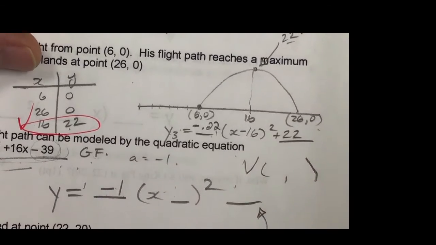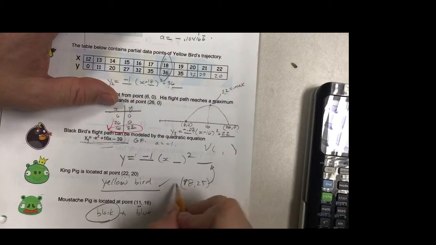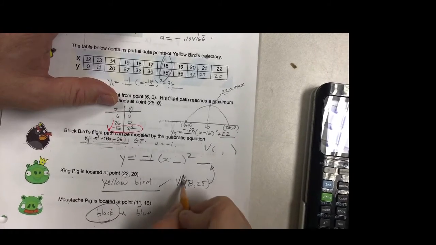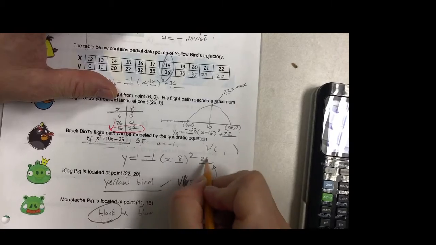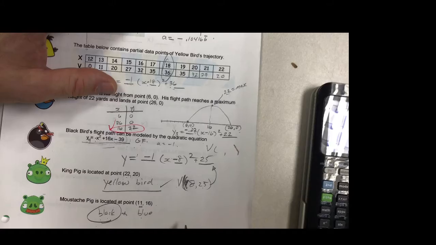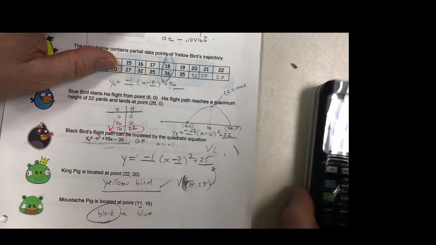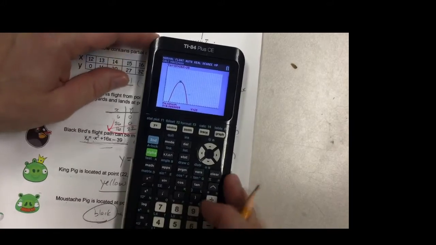And now, oops, let me zoom out of that a little bit. And this V goes on the outside. V for vertex, 8 and 25. And so 8 and 25, of course this is plus 25, and this is going to be minus 8 because it's going inside the brackets. And there we are. It's in general form. You graph it, then you do left bound, right bound, and you figure it out.